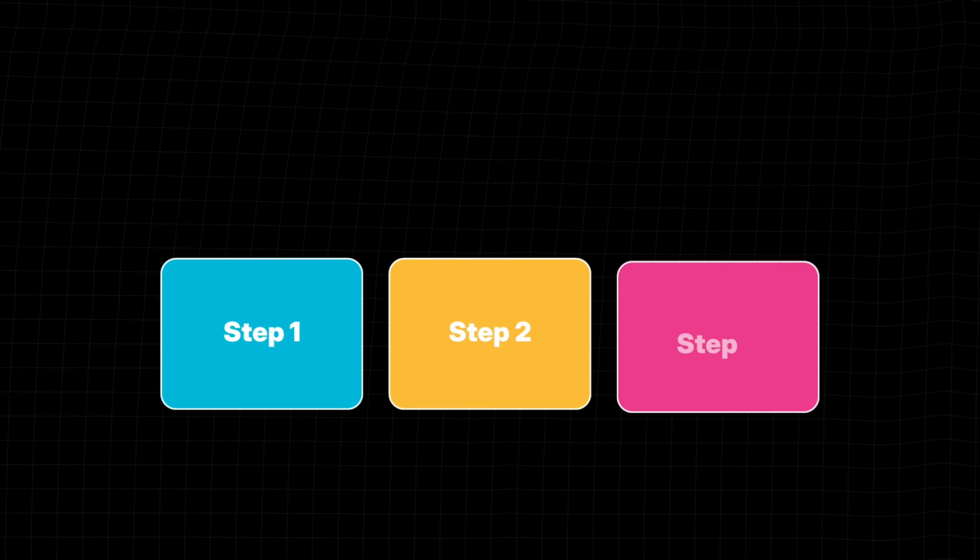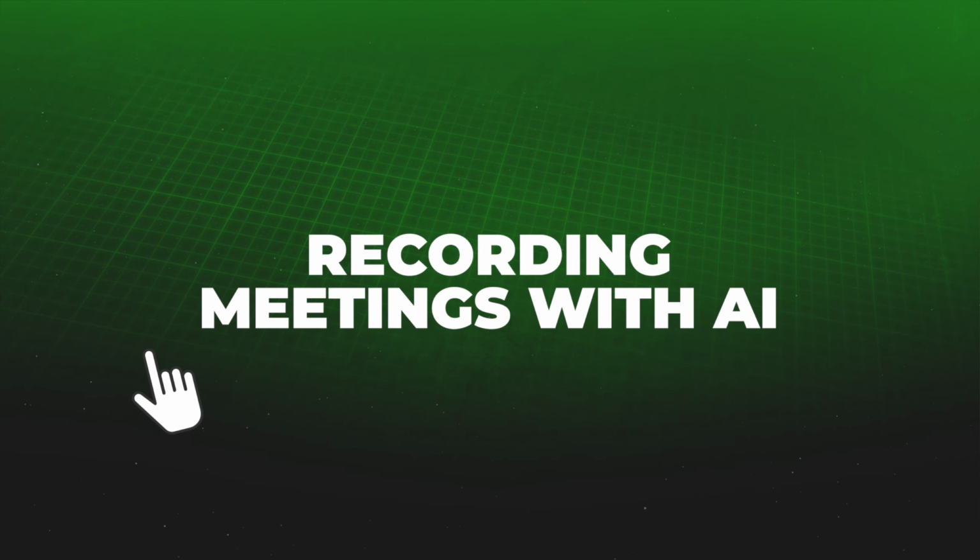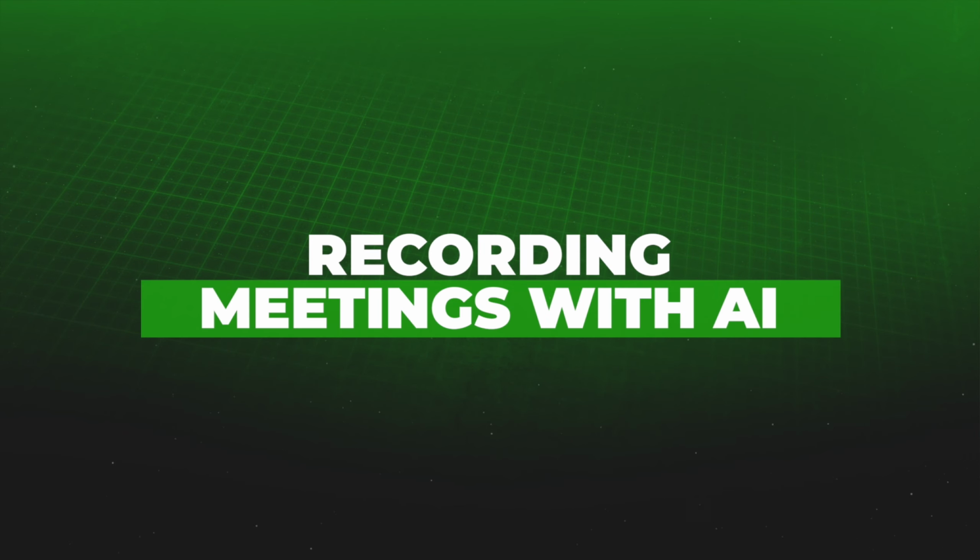Now, without further ado, I will jump in and I'm going to talk about it in 3 separate steps so that you understand how you can actually integrate this into your business. Step 1 is we obviously need to record these meetings with some sort of AI agent or recording so that we can generate a transcript from the meetings.